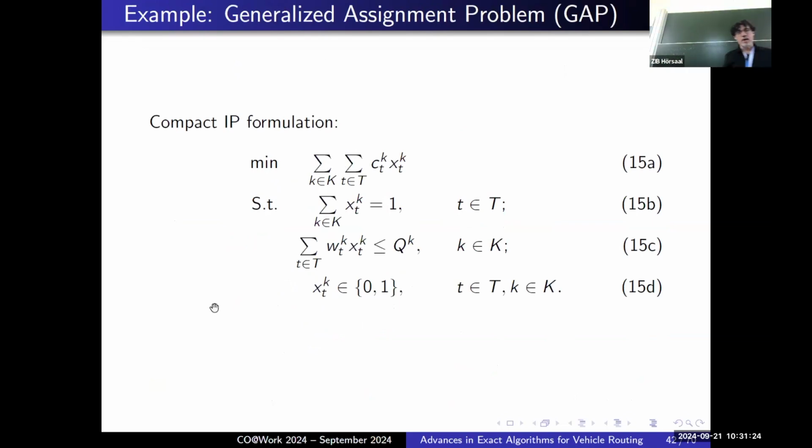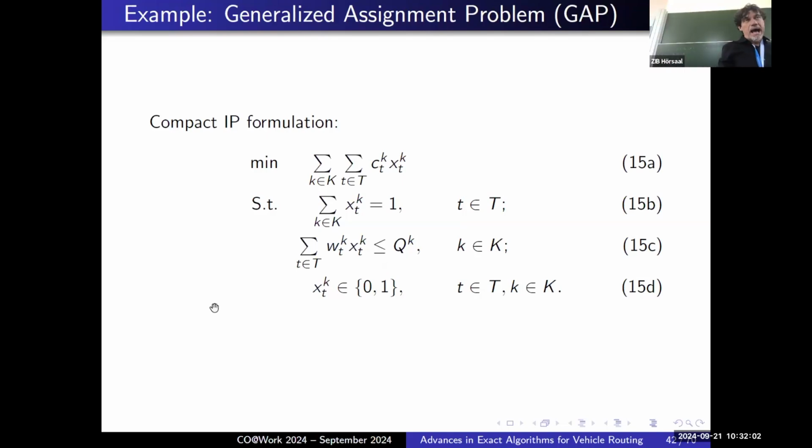And I'll give an example. The example is a problem that's not routing. My example will be on the generalized assignment problem. This is the natural formulation for the generalized assignment problem. We have variables x_tk, meaning that this is one if task t is assigned to machine k. We have the assignment costs, and the constraints that each task should be assigned to one machine. And we have here the capacity constraints. Those are knapsack constraints, so the capacity of each machine is not exceeded.